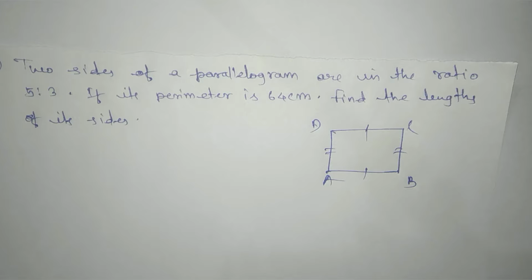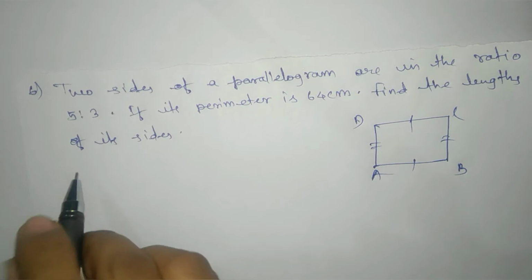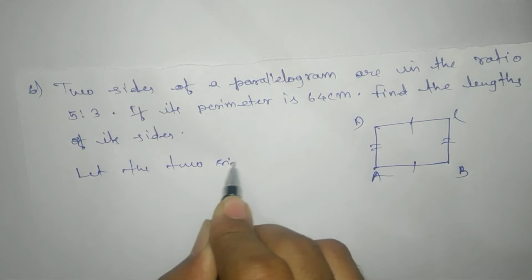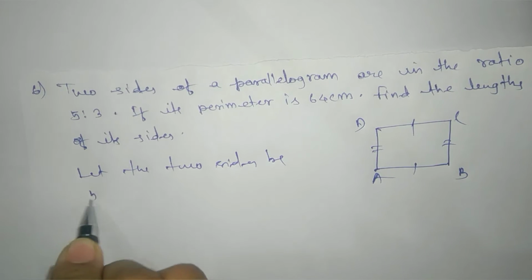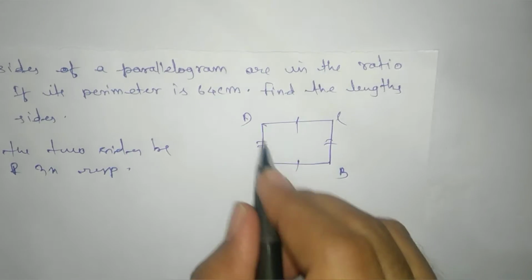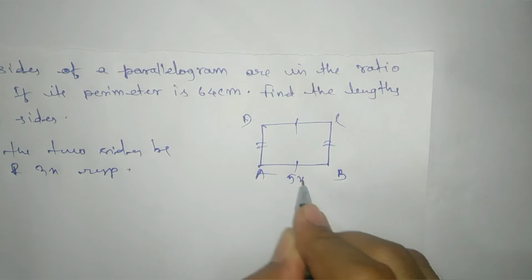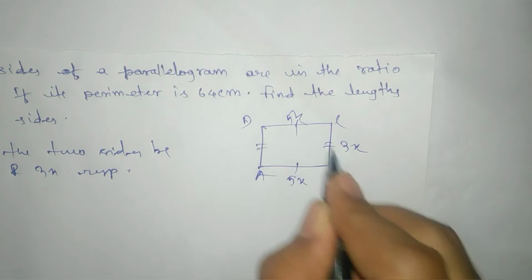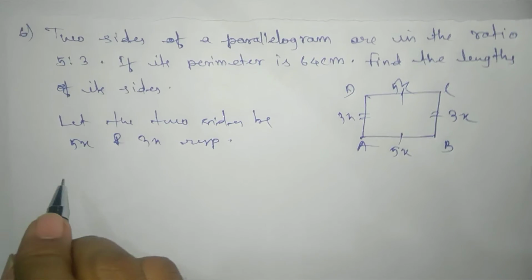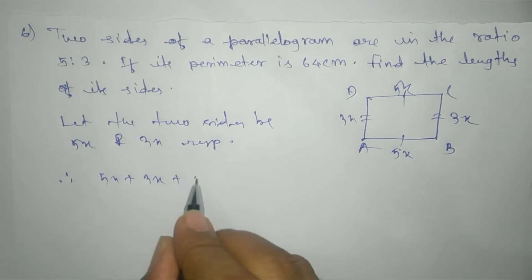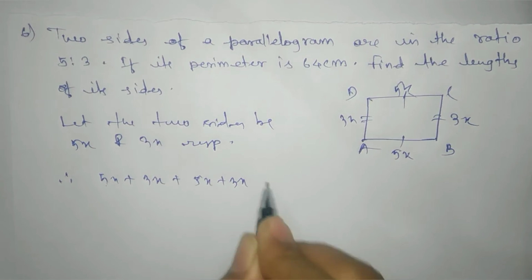So two sides of the parallelogram are in the ratio 5:3. Let the two sides be 5x and 3x respectively. If we take this one, which is quite bigger in size, as 5x, and this as 3x, then the opposite of this one is 5x and the opposite of this one is 3x. Therefore we can write 5x plus 3x plus 5x plus 3x gives you what?